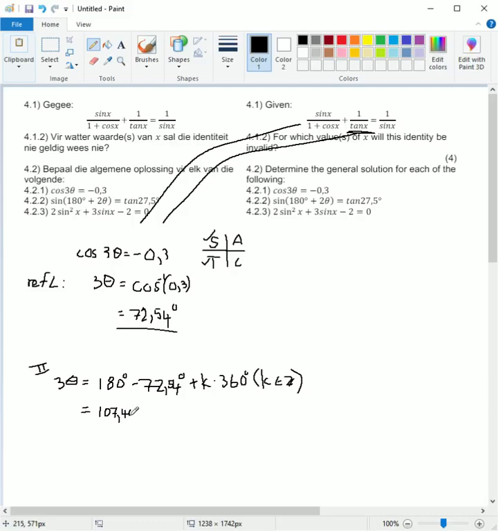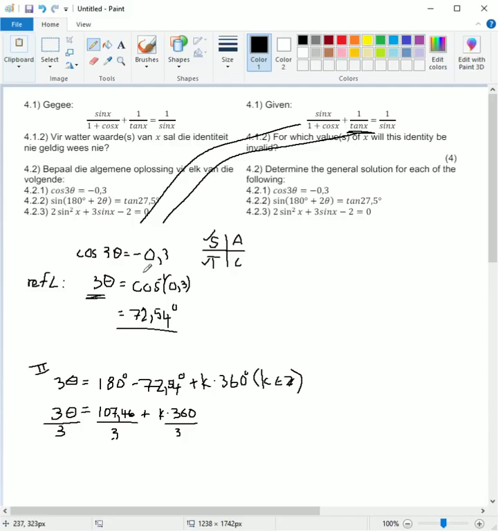107,46. Now we still have this plus k times 360, and all of this is still 3 theta. Now we will get rid of the 3, so we'll divide by 3 everywhere. If you divided by 3 earlier, you would have lost the fact that this is going to change to 120 instead of staying 360. So make sure that you don't do any manipulation here.